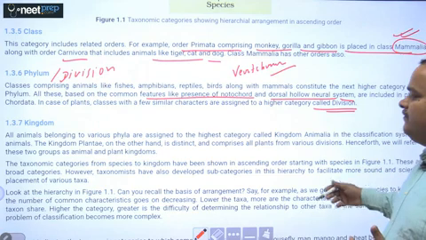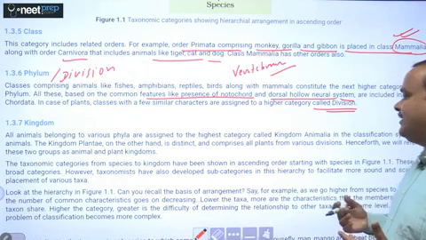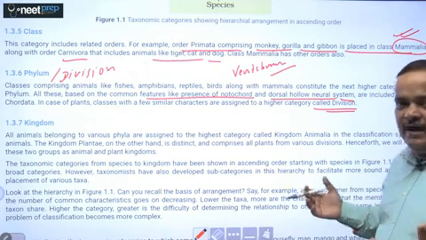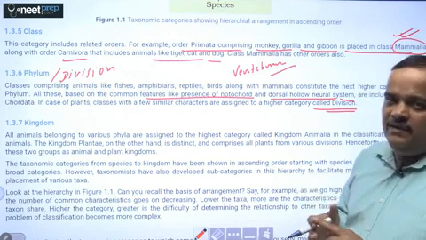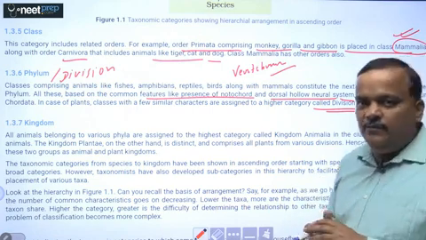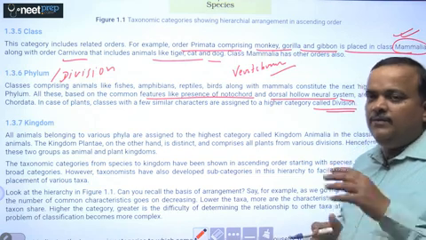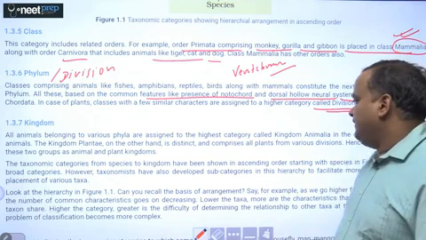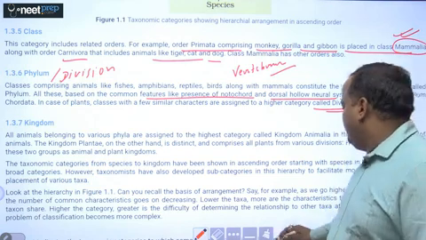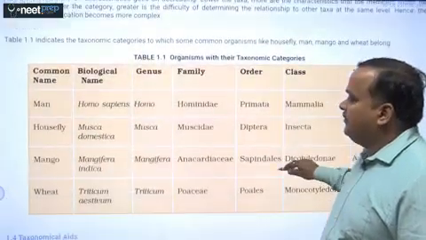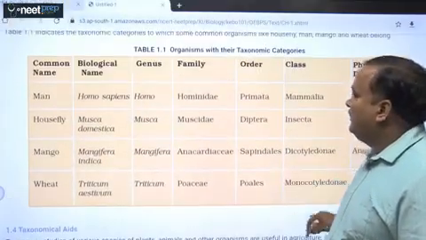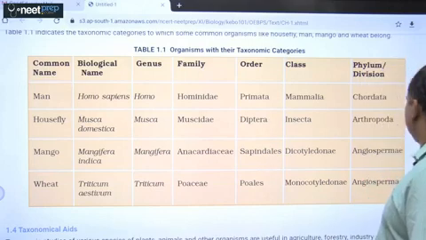Then we have kingdom. There are 5 different kingdoms that we have to study separately, that is Monera, Protista, Fungi, Animalia and Plantae. Out of these 5, 4 will be covered by me and Animalia will be covered by the zoology teacher. There is one table from which questions have been asked. You have to remember this table.